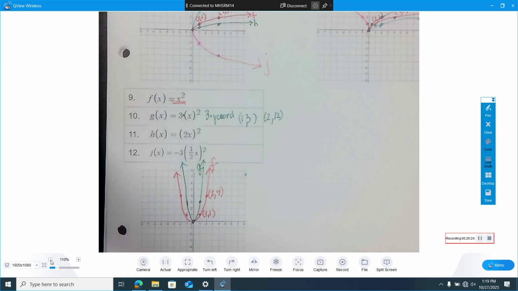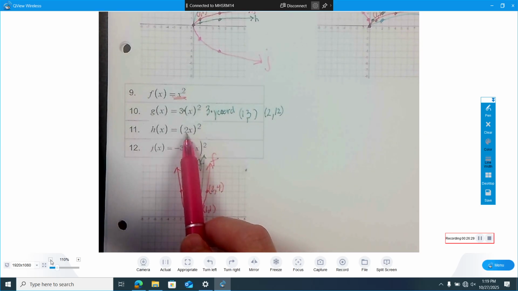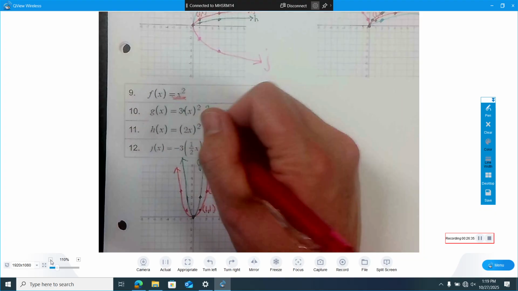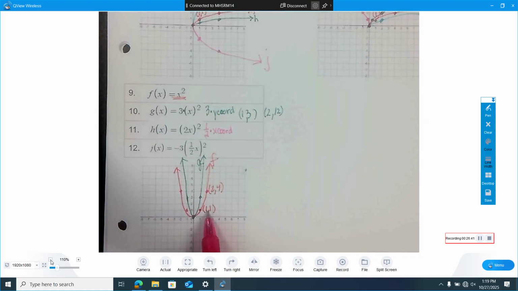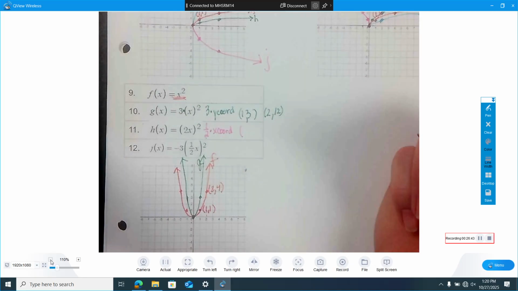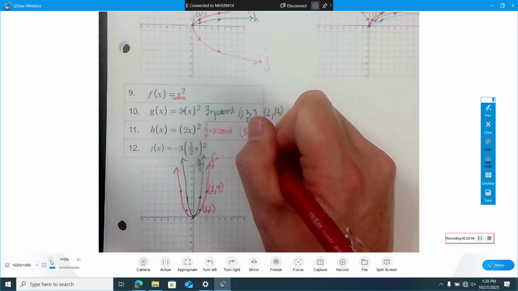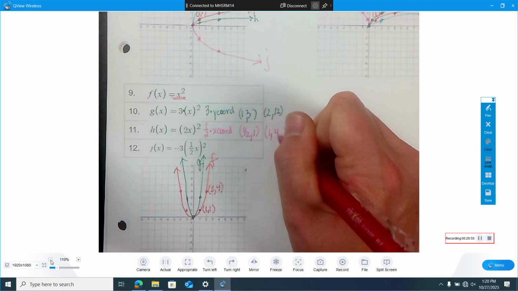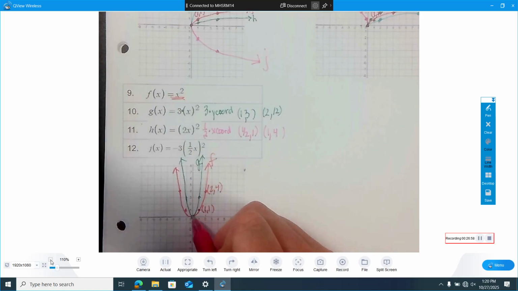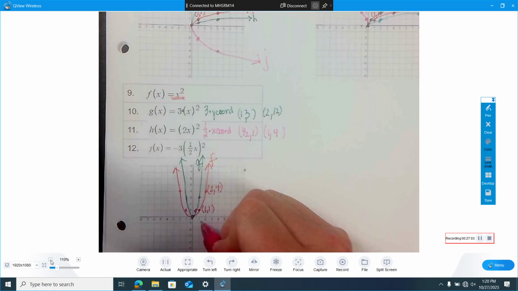Okay. All right. Number 11. Is that 2 going to affect the x or the y coordinate? It's going to affect the x coordinate. What's it going to do? Half the x coordinate. Yes, half the x coordinate. And so my 1, 1 is going to become 1/2, 1. And the 2, 4 is going to become 1, 4. All right, so 0, 0 stays, and then I'm at 1/2, 1, and I'm at 1, 4.